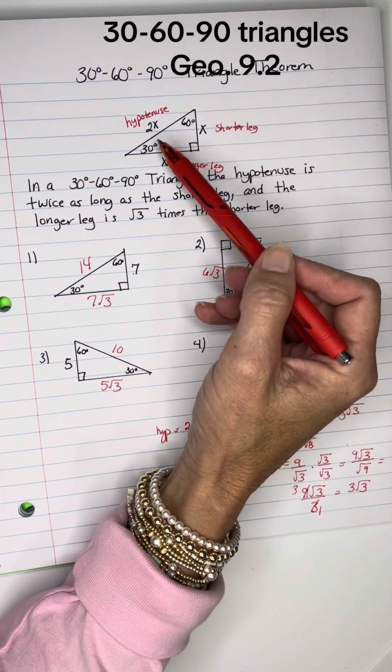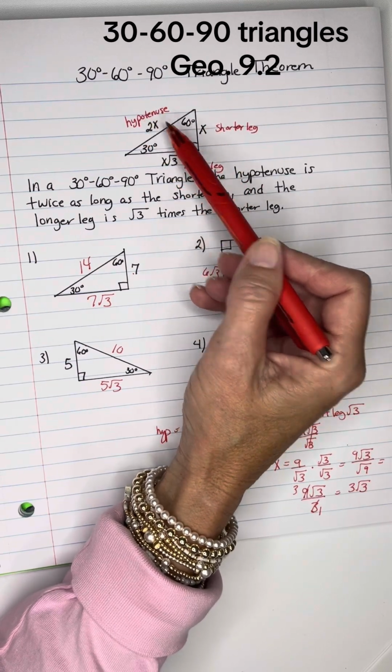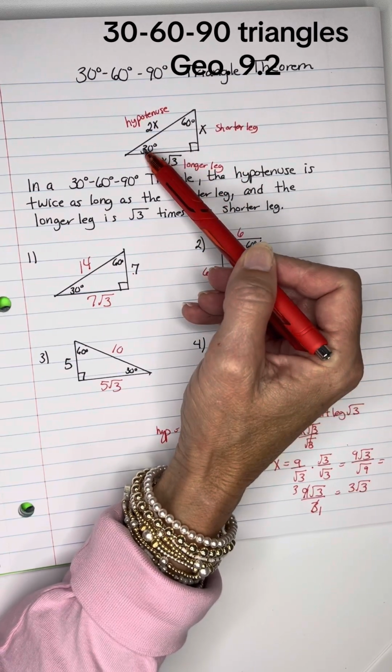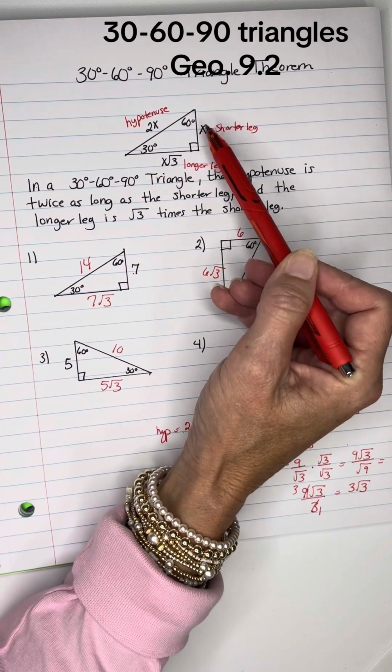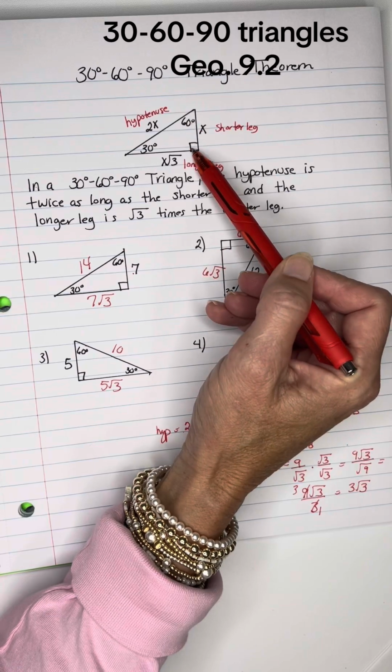All right, so if you've got it, 30-60-90, we're going to sing the song. X, 2X, and X root 3 for the 30, 60, and 90. X, 2X, and X root 3 for the 30, 60, and 90.